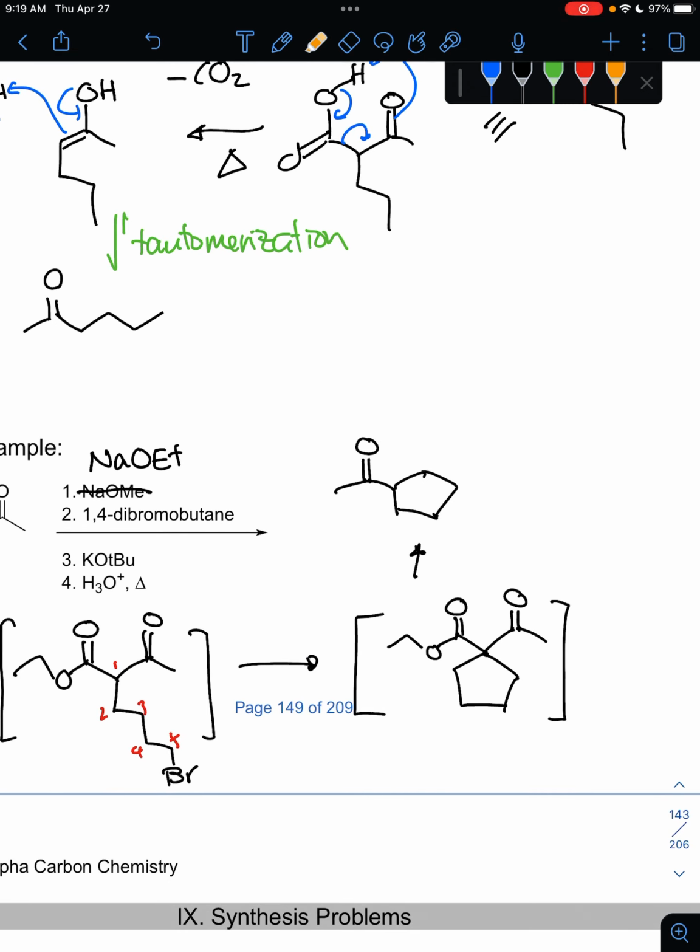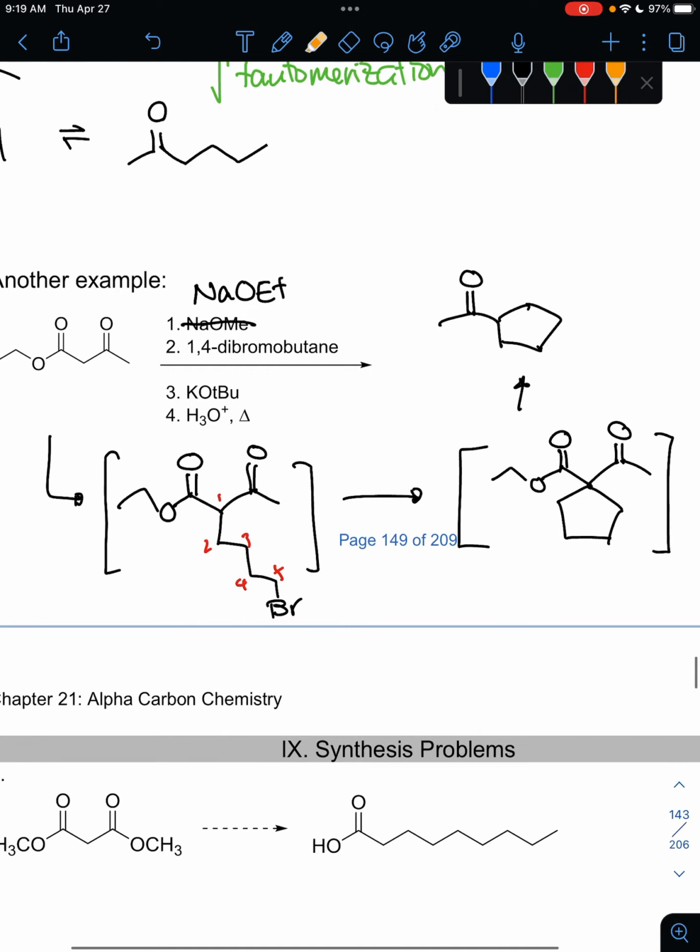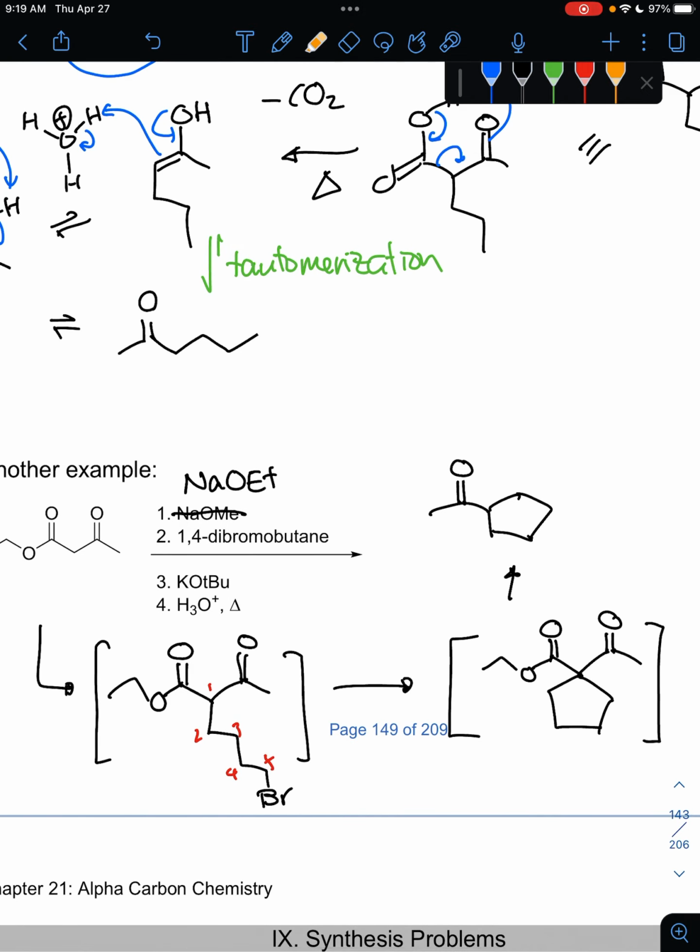And remember, treatment with strong acid and heat encourages hydrolysis of the ester to the carboxylic acid, which can decarboxylate, leaving behind the ketone. Okay, so that's the product.